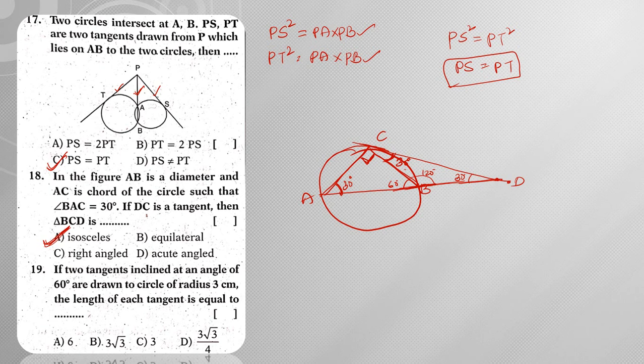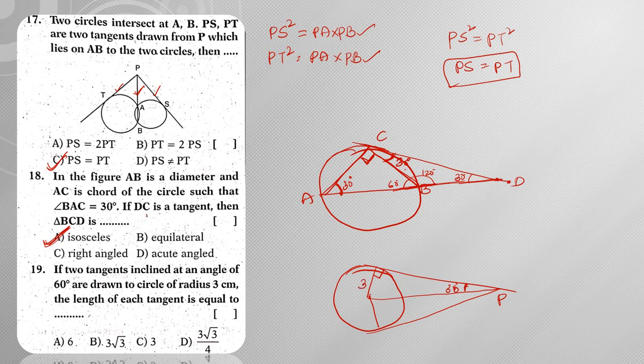Next, question number 19. If two tangents inclined at an angle of 60 degrees are drawn to a circle of radius 6 centimeters, then the length of each tangent is equal to. Now what he has given? This is my circle, right? Two tangents are drawn from a point P, making a 60 degrees angle. So if they are inclined at 60 degrees, then each part will be 30 degrees, right? Here it is 90 degrees, this is 30 degrees.